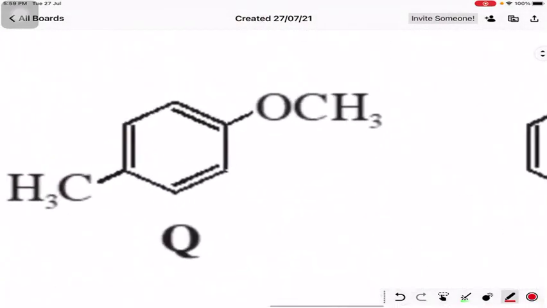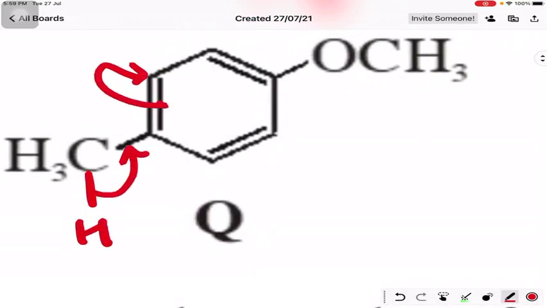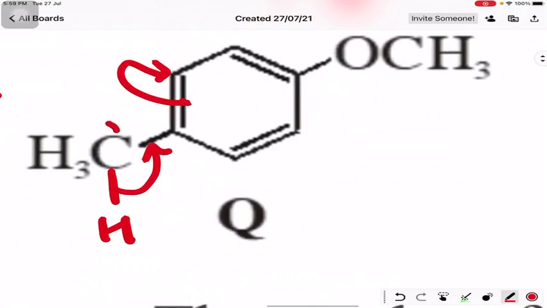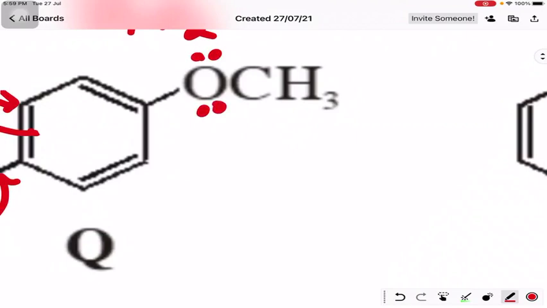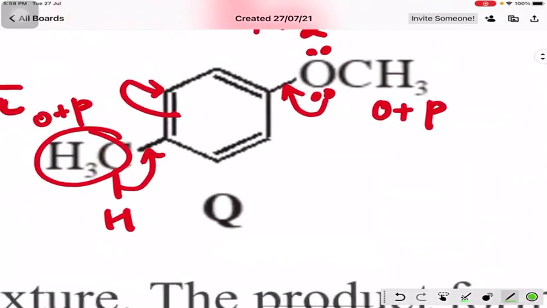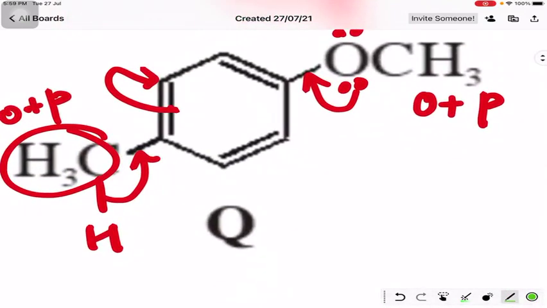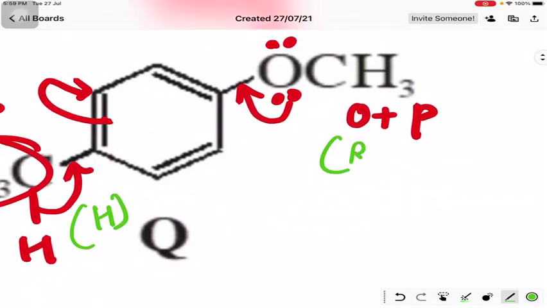Okay. Now in Q on nitration, NO2 plus attacks. This CH3 group is releasing electron density through hyperconjugation, so it is ortho-para directing. This is no doubt ortho-para directing. And this group, because oxygen has a lone pair in conjugation with the ring, is also ortho-para directing. Now we have to consider its electron releasing effect. Which effect is it using? Methyl group is using hyperconjugation, whereas this methoxy group is using resonance effect.